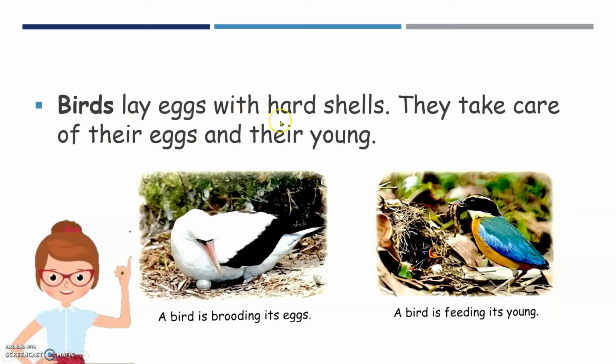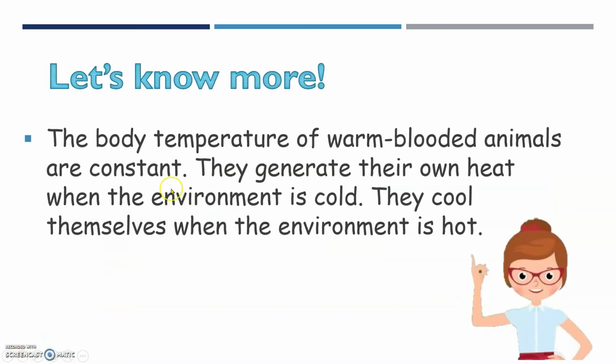Birds lay eggs with hard shells. They take care of their eggs and their young. A bird is brooding its egg. A bird is feeding its young. Let's know more. The body temperature of warm-blooded animals is constant. They generate their own heat when the environment is cold. They cool themselves when the environment is hot.